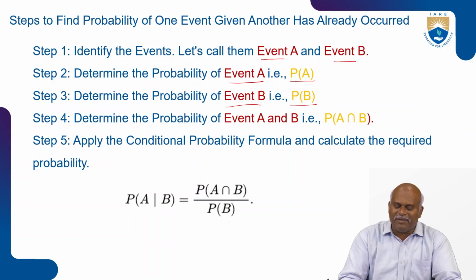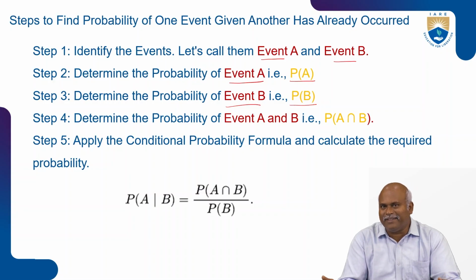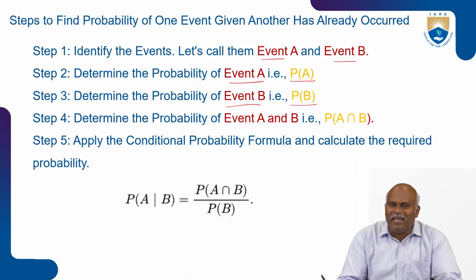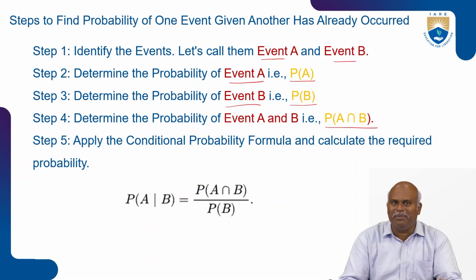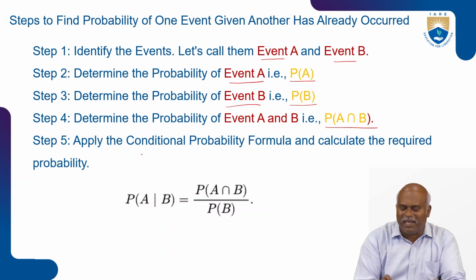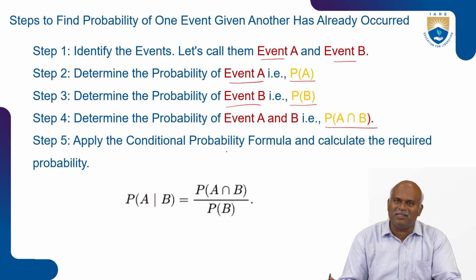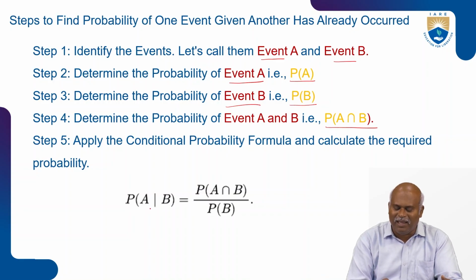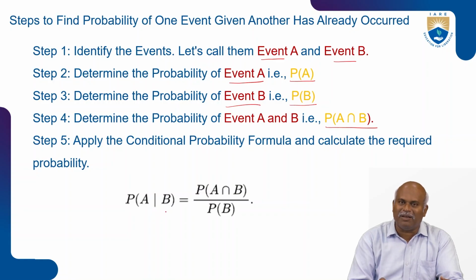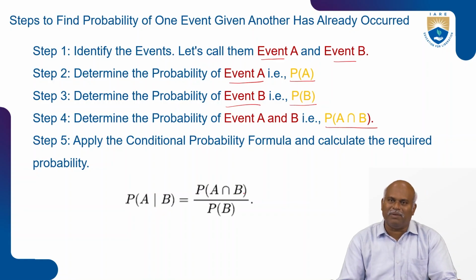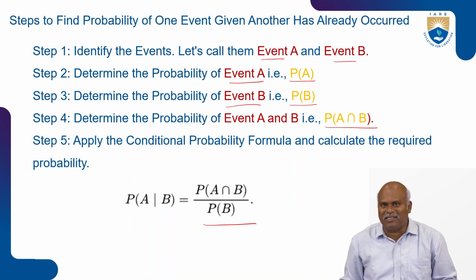Next, determine the intersection of both events, that is, A and B. Determine the probability of the intersection of events A and B. I write P of A intersection B. Then apply the conditional probability formula: P of A given B is equal to P of A intersection B divided by P of B. This is the procedure to follow for conditional cases.